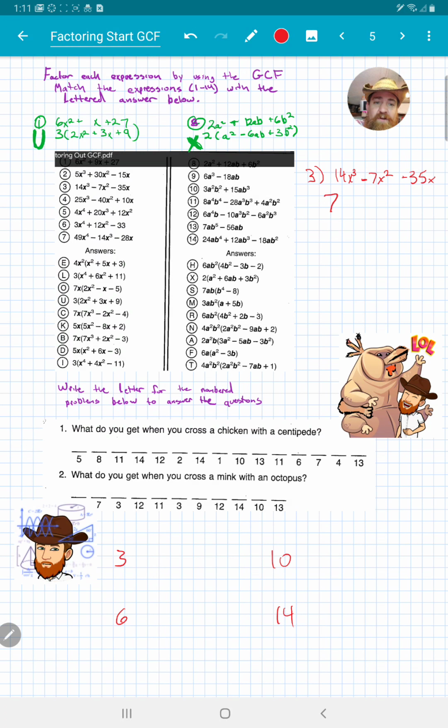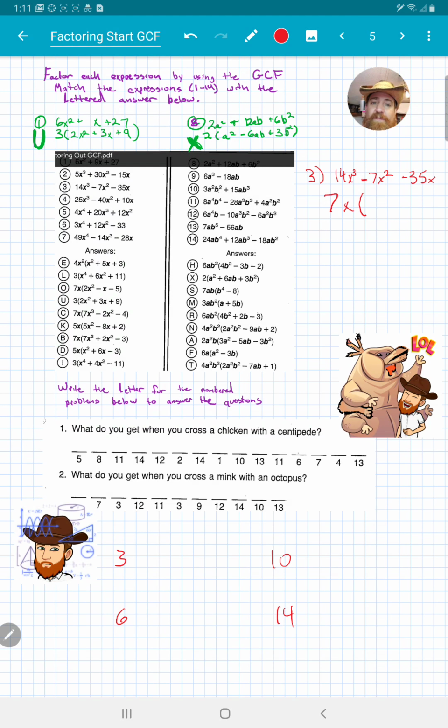Next I want to look at the variables. I notice that each term contains an x. So x is going to be part of the GCF. x to the first power is the lowest power of x, so I can divide 7x from all the terms, no problem. And that is my final GCF.